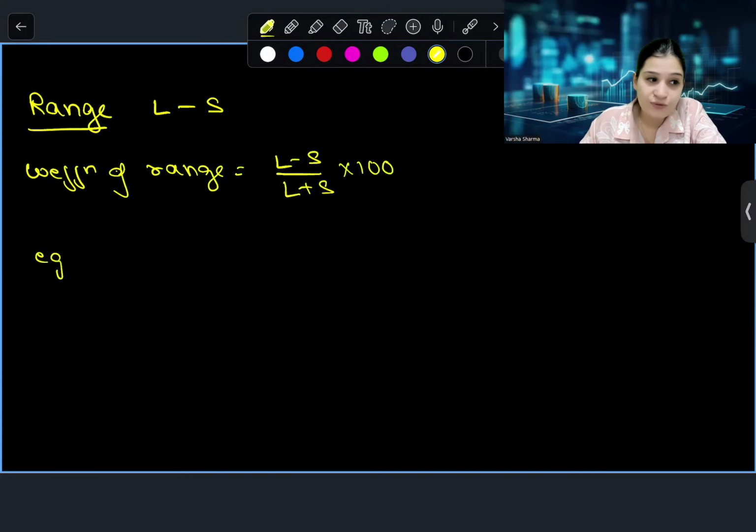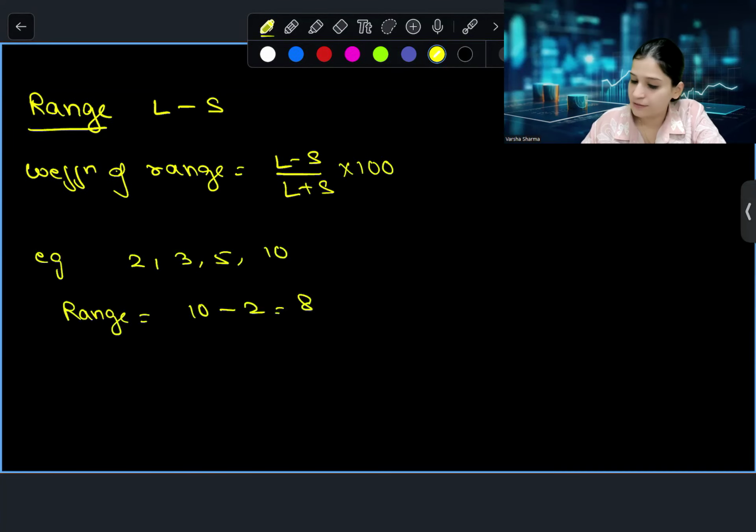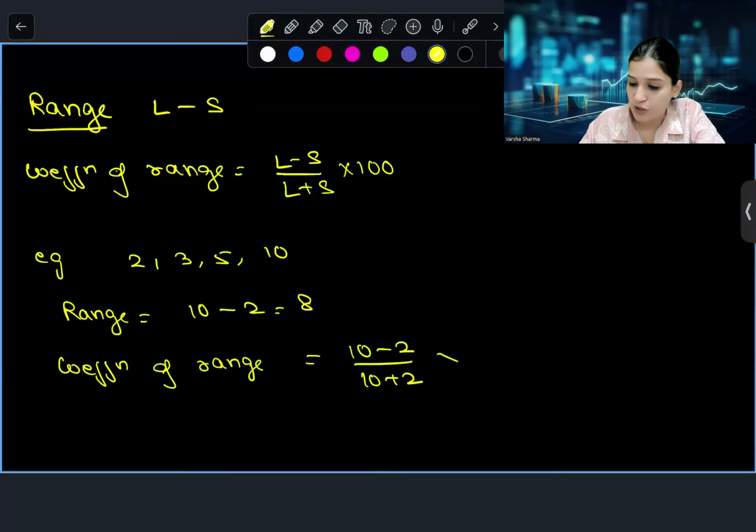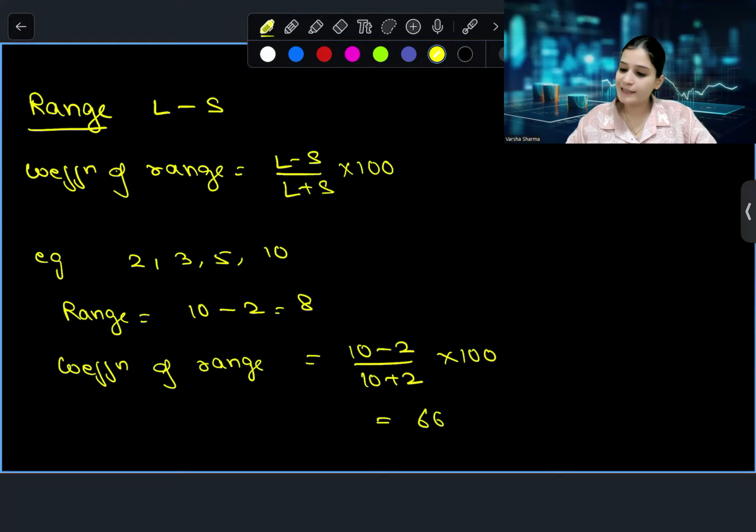Now, if I have an individual series, the data is 2, 3, 5, 10. Range will be largest minus smallest, that is 8. Coefficient of range will be largest minus smallest by largest plus smallest into 100. Answer? 66.6, 66.666, or 67. Clear?